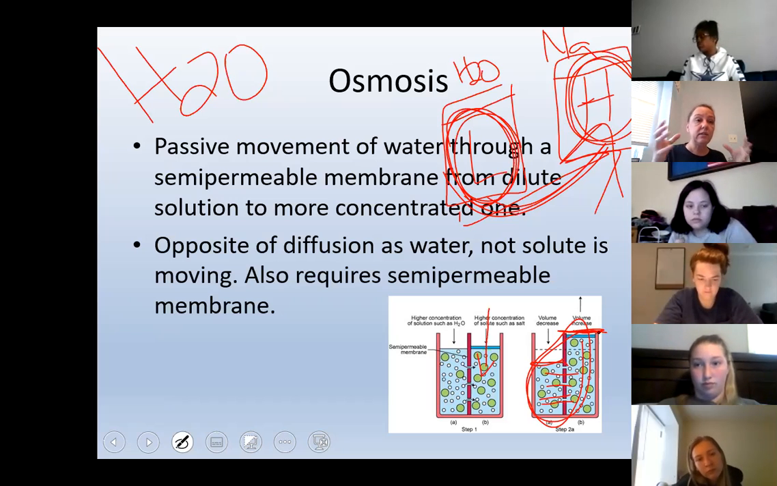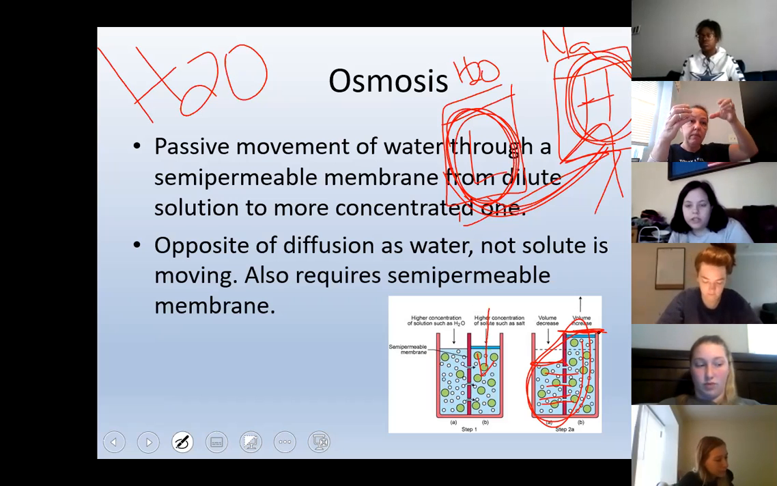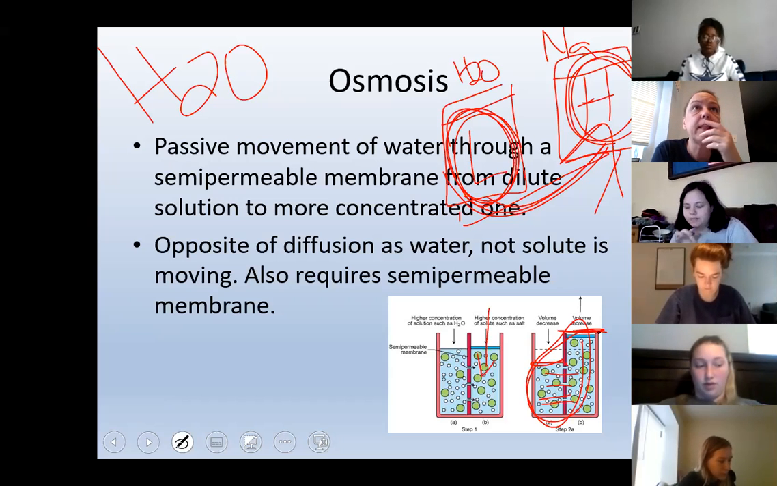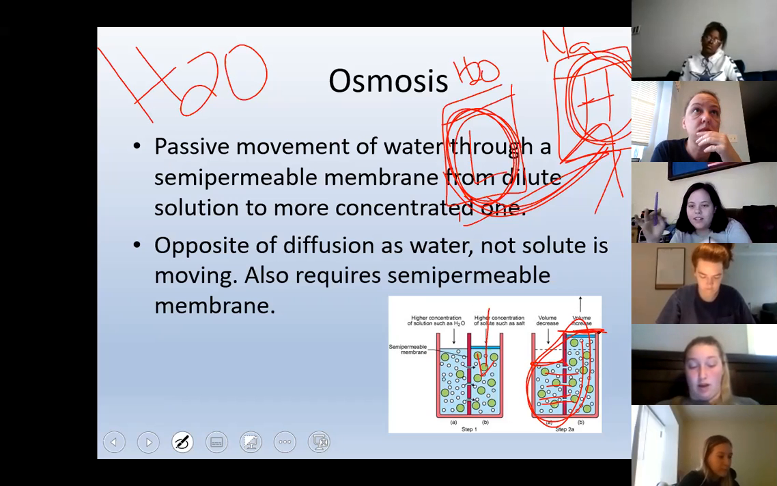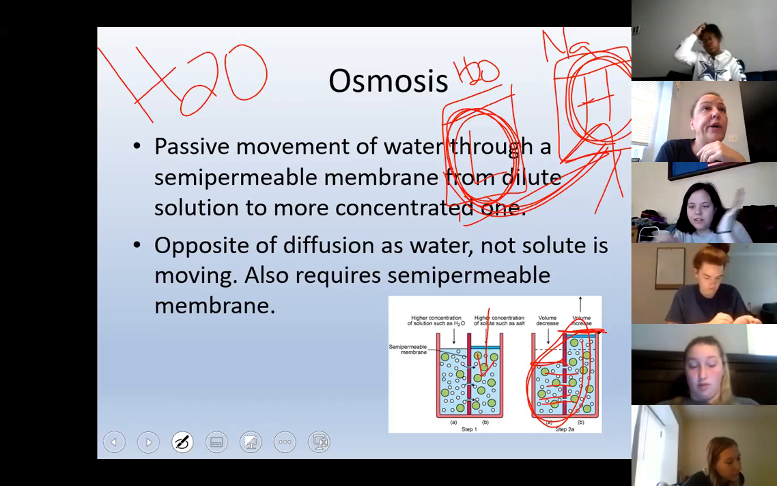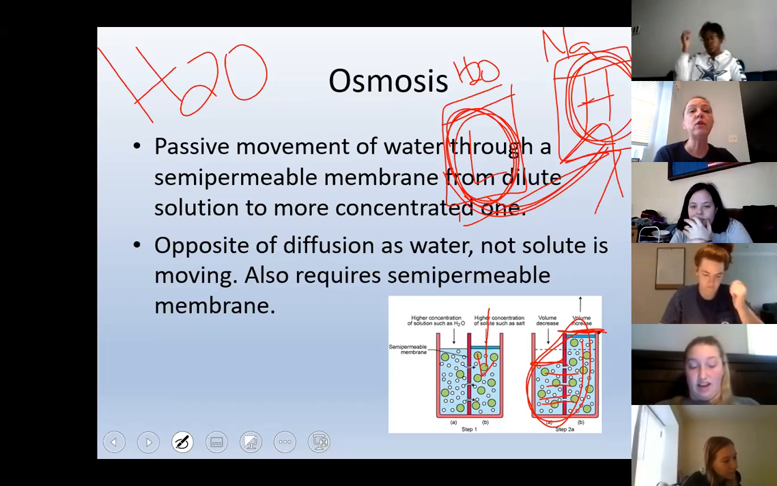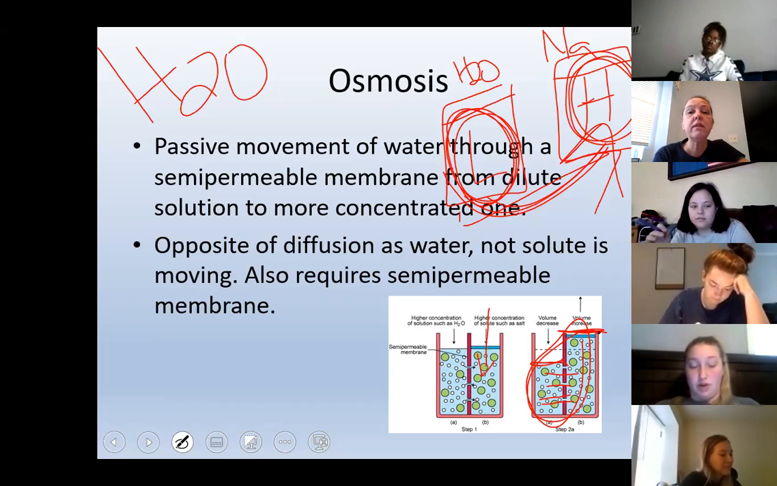Does that make sense with the water and the salt? Go ahead, Cass. So it's just about the concentration. It doesn't matter about the level of the water or whatever the liquid is. It doesn't matter the level. It doesn't matter anything other than the fact that we want these to be even, Stephen.